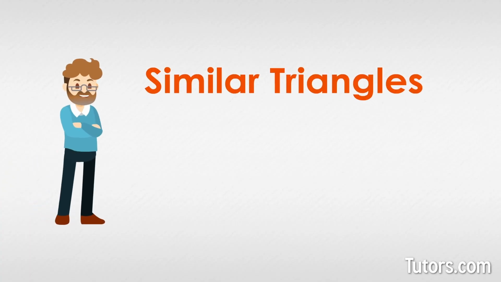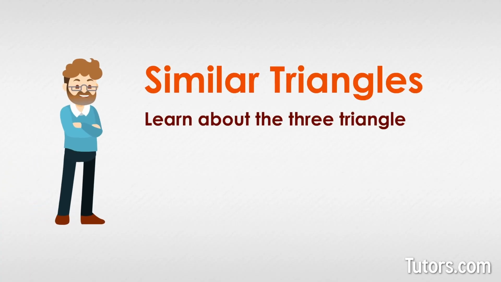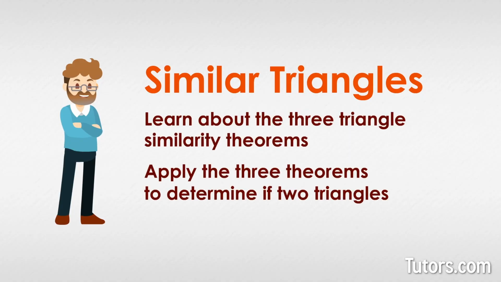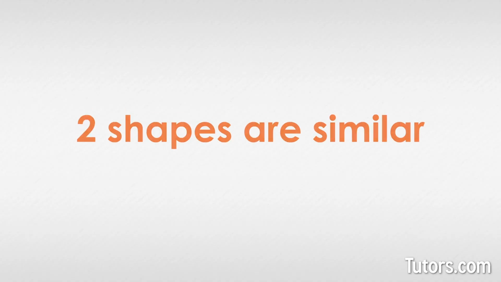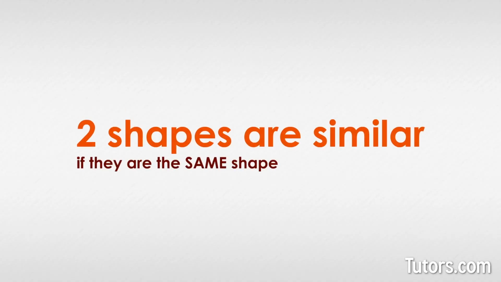Today we will define similar triangles, learn about the three triangle similarity theorems, and apply the three theorems to determine if two triangles being compared are similar. Let's begin. In geometry, two shapes are similar if they are the same shape but different sizes.